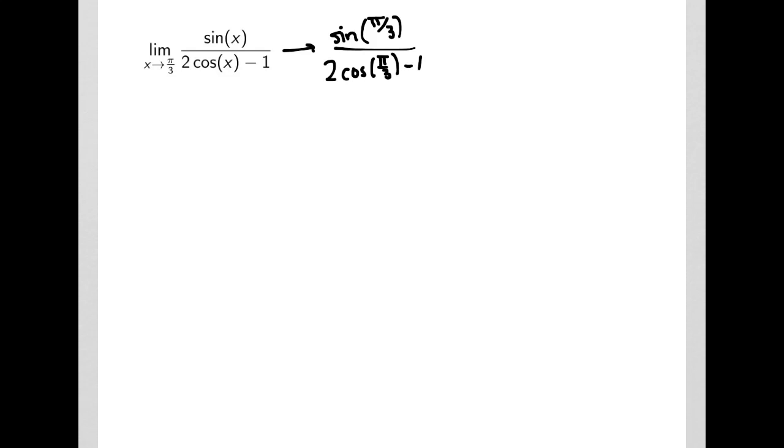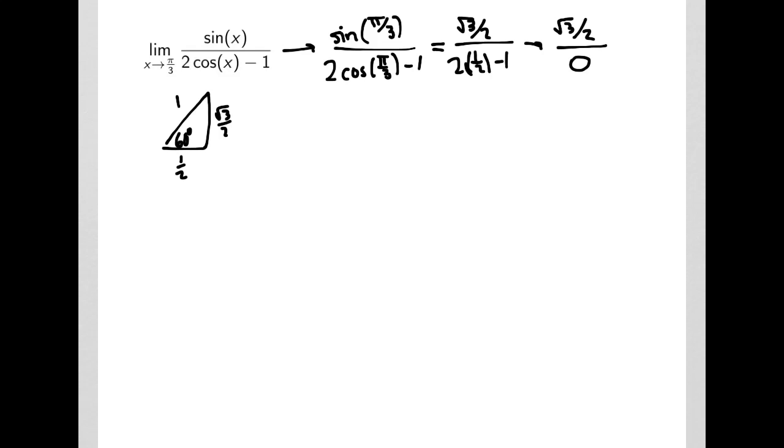Let's see, pi over 3 is 60 degrees. So here's 60 degrees, the short side and root 3 over 2. By the triangle that we remember, the sine of pi over 3 is root 3 over 2. And for the cosine, we get 2 times a half minus 1. I can see that I've got a number, root 3 over 2, over 0. Now, this is not indeterminate.